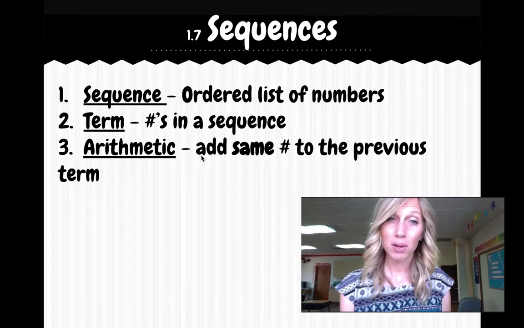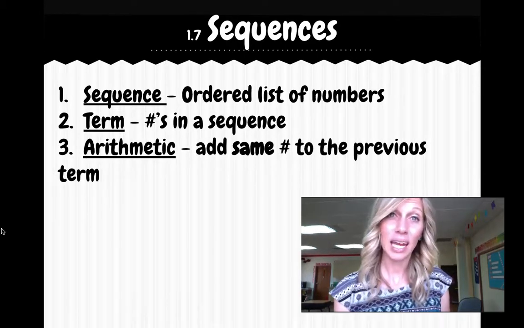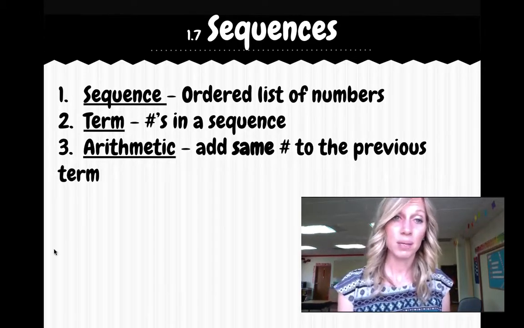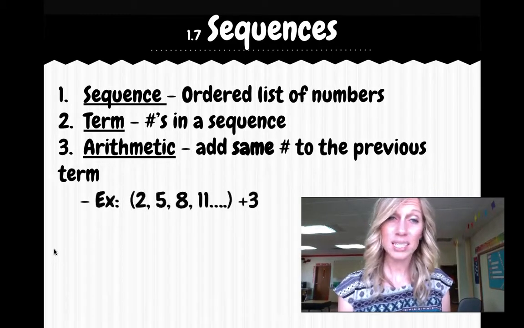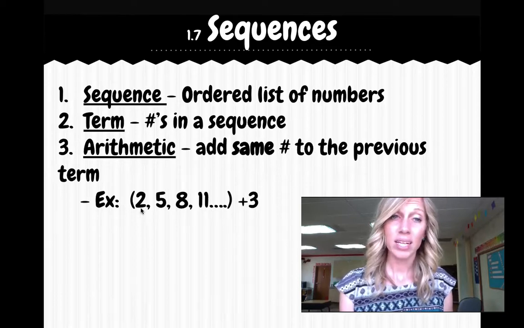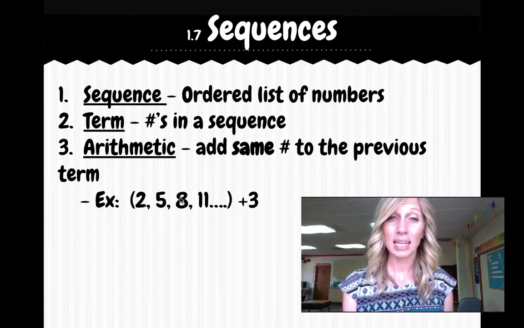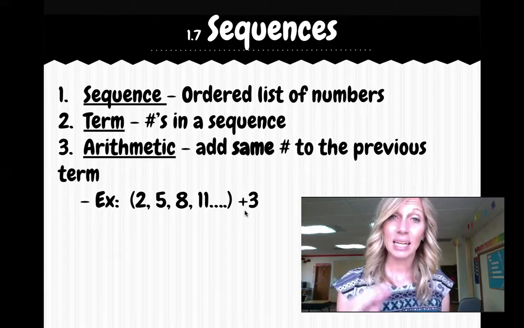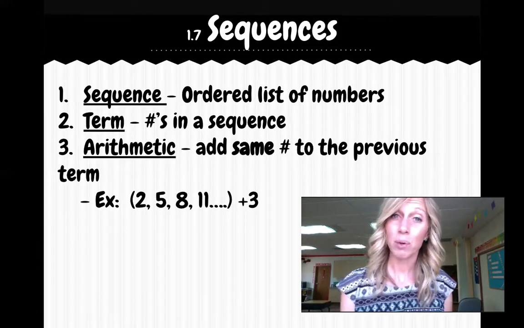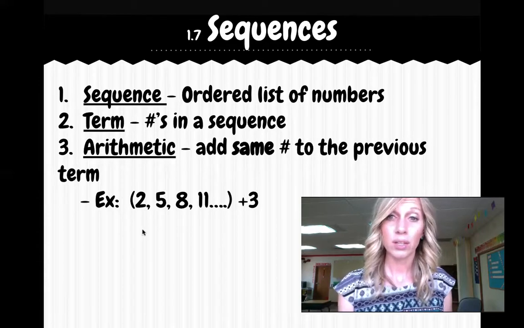And if you can remember that arithmetic and add both start with A, that might help you remember the difference between the two. So an example of that is this. All of these numbers are called my terms, and if I jump from 2 to 5 to 8 to 11, you'll notice that in between each one, I'm adding 3. 2 plus 3 is 5. 5 plus 3 is 8. 8 plus 3 is 11. So my pattern is I'm adding 3, and it's the same number every time, so this would be called an arithmetic sequence.